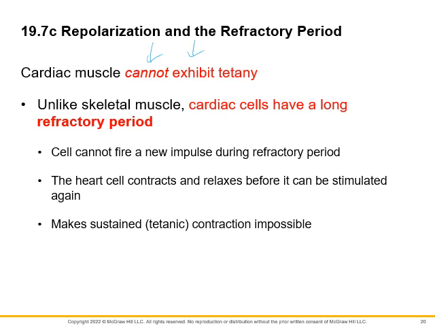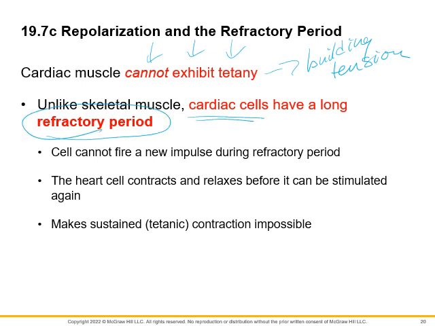Cardiac muscle cannot exhibit tetany. I'm going to show you the image in just a second. If you remember tetany as kind of building tension. Unlike skeletal muscle, cardiac cells have a long refractory period. It contracts, holds, relaxes. Contracts, holds, relaxes. A cell cannot fire a new impulse during the refractory period. The heart cell contracts and relaxes before it can be stimulated to contract again.